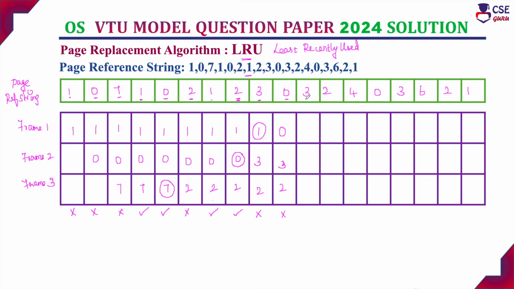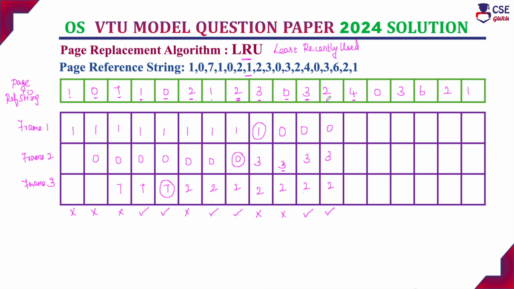Next, 3. If you are considering the reference string, it is available in frame number 2, so this will be considered a page hit. And 2 is available, this is also a page hit. It is available in frame number 3. And 4 is not available among these 3 frames. Page reference 4 is not available among these 3 frames.